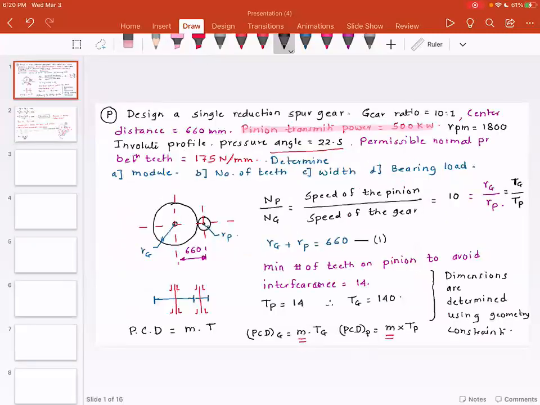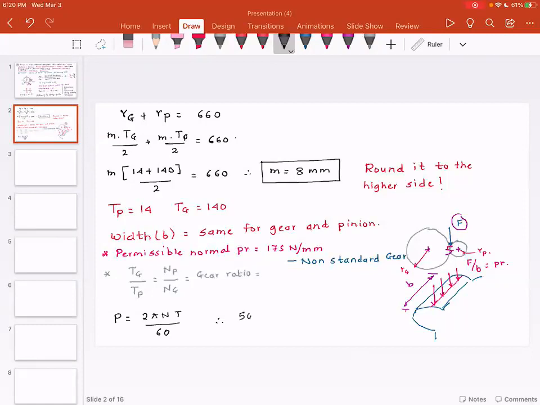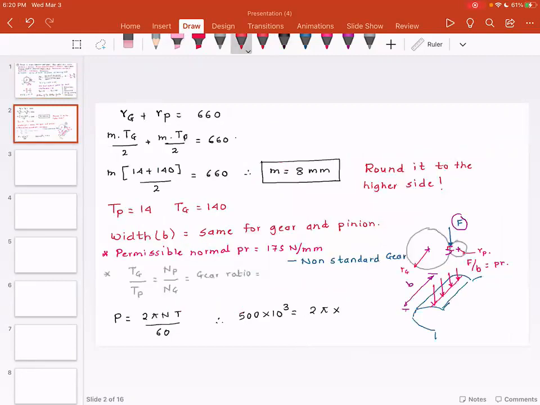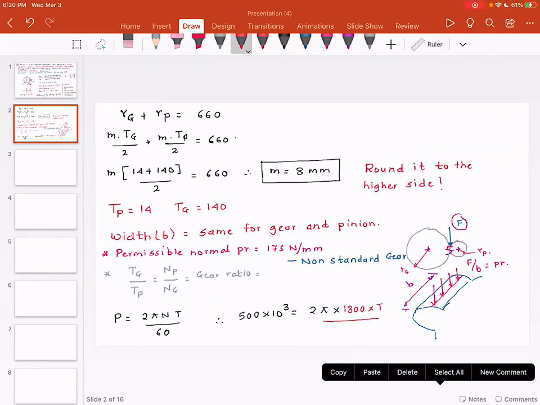Power is given as 500 kilowatts, which is equal to 2 times pi multiplied by the speed of the pinion. And as we know, the speed of the pinion is 10 times the speed of the gear, and the speed of the pinion is given as 1800. So I would write this down, 1800 multiplied by T divided by 60. From this, I'm going to get the torque on the pinion, and this will be in Newton meter.